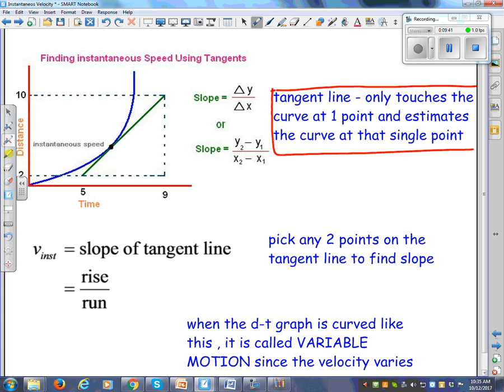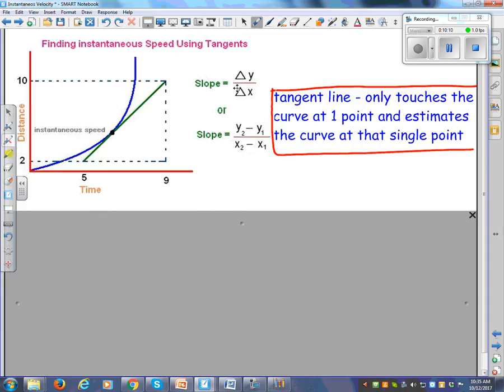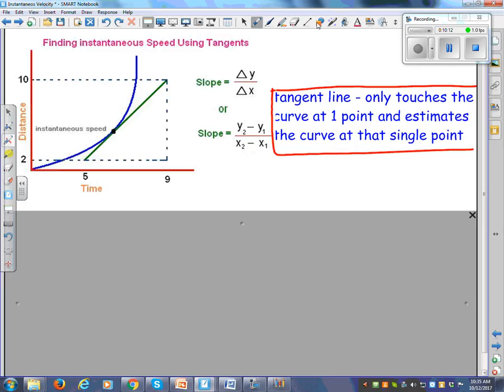So, for example, right here in this picture, looks like you guys need to fill in some blanks, do you? I apologize, I'm going fast. Tangent line only touches the curve at one point, estimates the slope at that single point. And you guys you're doing this on me right now, aren't you? Well, I guess I can wait for you to do it.